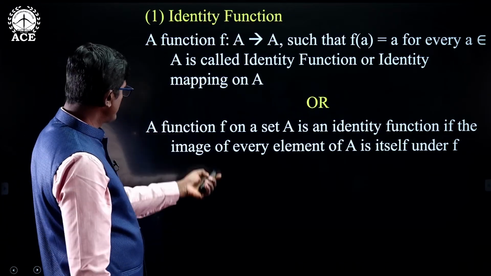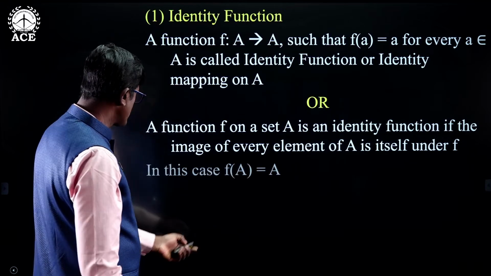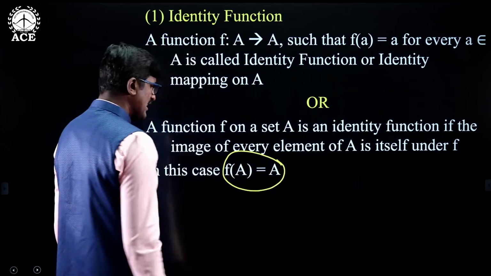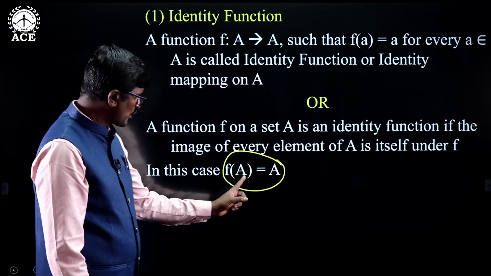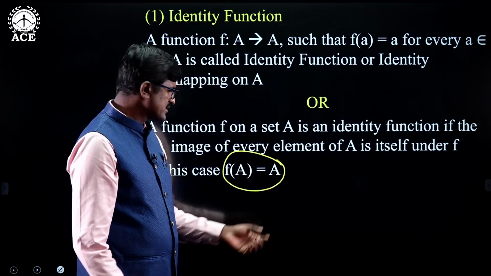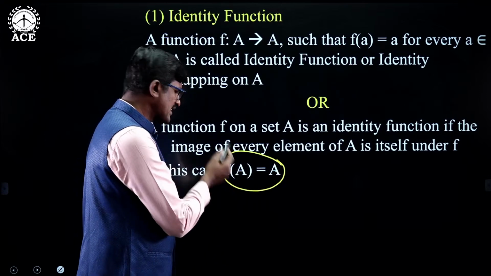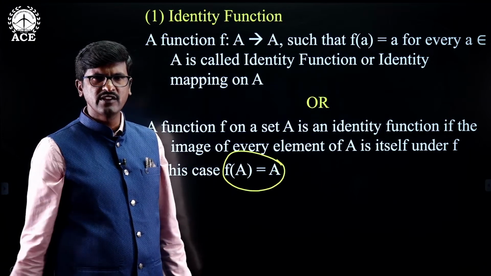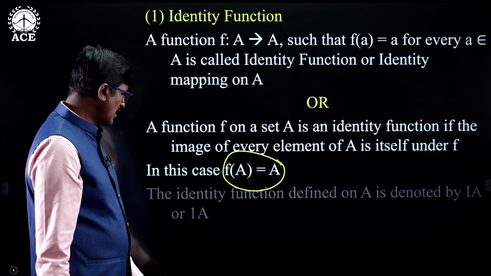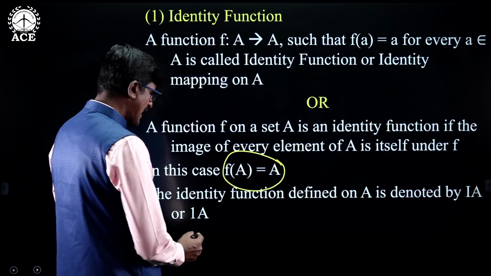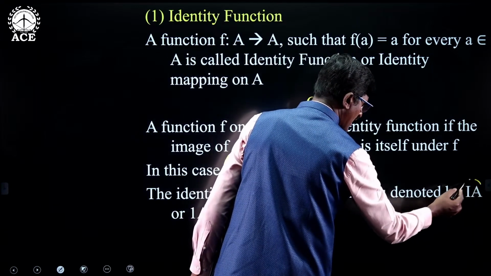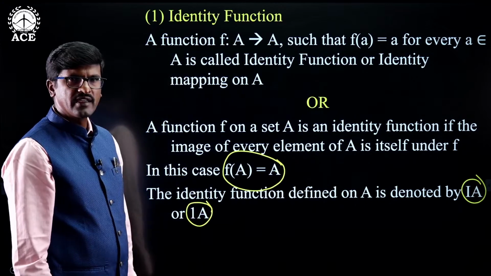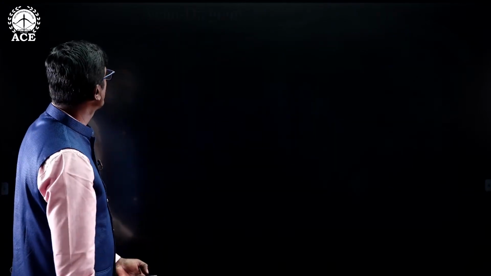Now look at this, this is one definition and this is another definition. If you take the identity function, then f of a is equal to a. This is the very important bit. F of a is equal to a is nothing but the range of a is f of a. If range and domain are same, then it is called identity function. The identity function is denoted by IA or 1A.